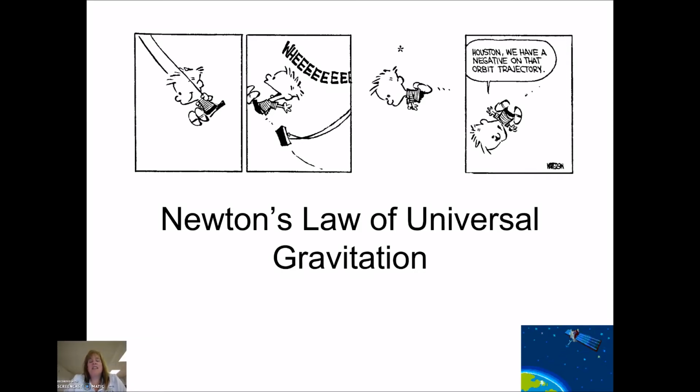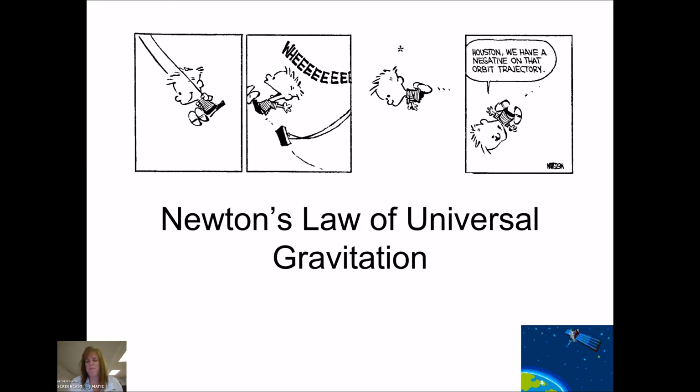In our last video on our circular motion and gravitation unit, we're finally going to talk about gravitation, and in particular Newton's universal law of gravitation. And of course we got to start off with a Calvin and Hobbes little cartoon because he's awesome. He's trying to get into orbit, but Houston, we have a negative on that orbit trajectory. That's one of the things we're going to look at, critical speed in orbit. What speed does he have to have, and can he get it from a swing?